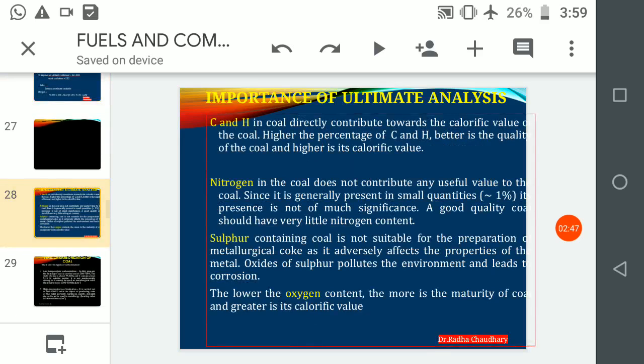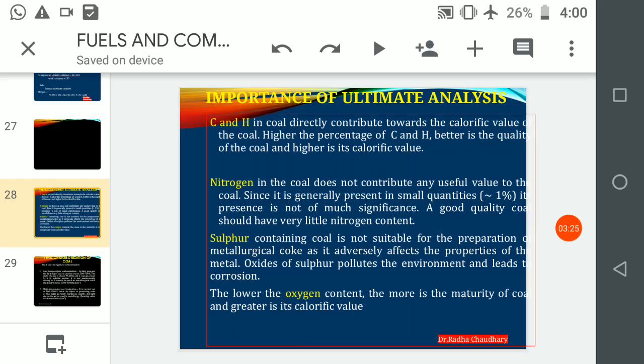Then the importance of ultimate analysis. Carbon and hydrogen in coal directly contribute towards the calorific value of the coal. The higher the percentage of carbon and hydrogen, the better the quality and the higher the calorific value. So carbon and hydrogen are desirable. Then what about nitrogen? Nitrogen in coal doesn't contribute any useful value to increase the calorific value, since it is generally present in small quantities, but it doesn't have much significance compared to sulfur contained.